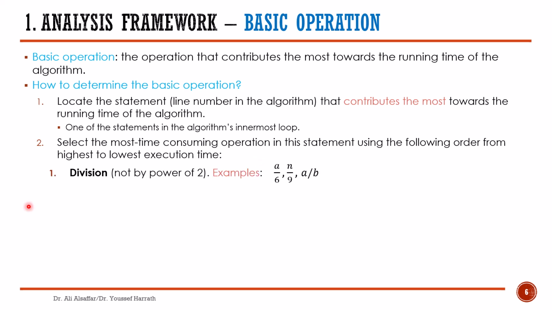The division operation is the most time-consuming operation among all other operations in the algorithm, because the hardware or the CPU implements a very complex algorithm that takes a lot of execution cycles to divide two numbers, especially division of floating point numbers. But division by a power of 2 is treated differently.